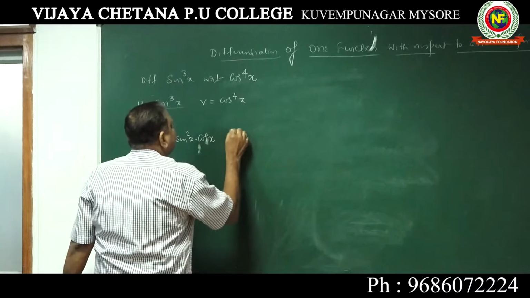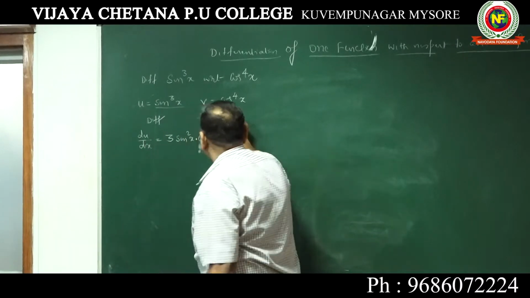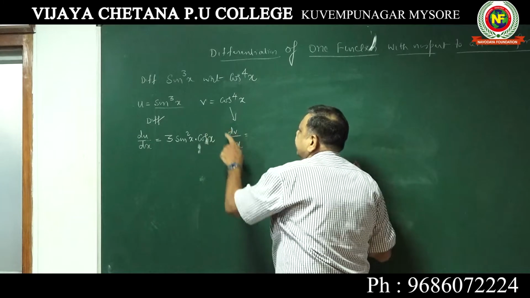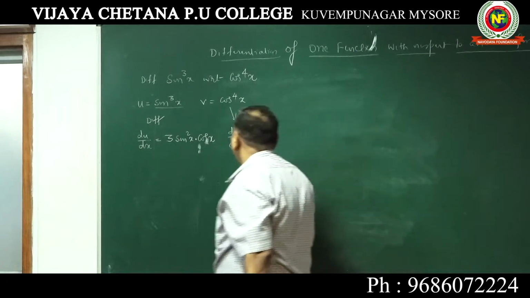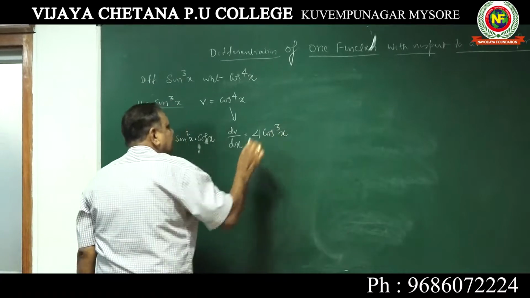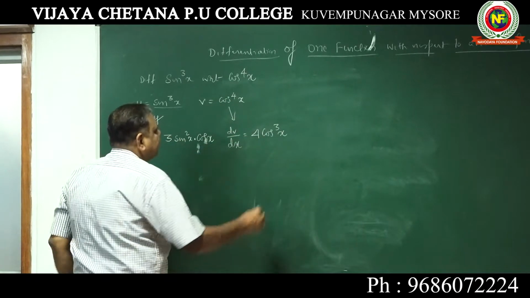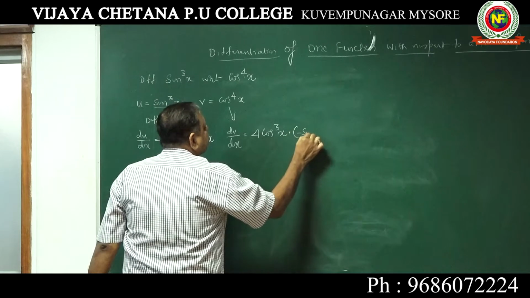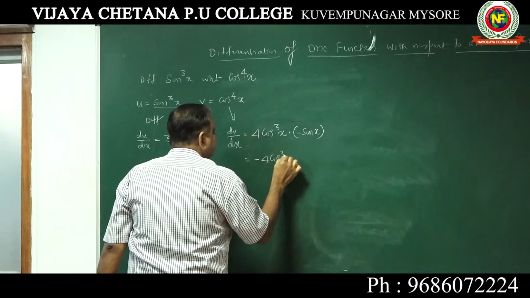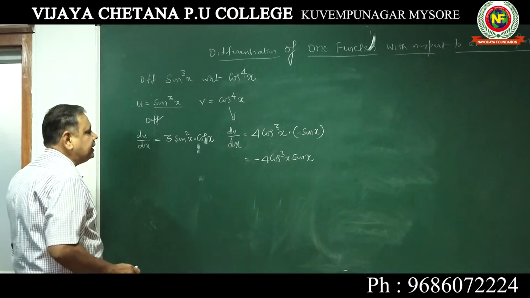Similarly here, dv by dx. Take v here and differentiate with respect to x. dv by dx is equal to p to the power of 4, so 4 cos cube x. Differentiation of x to the power of 4 is 4x cube, so 4 cos cube x into d by dx of cos x, which is minus sin x. So it is minus 4 cos cube x sin x. Understood? The minus is there with them.